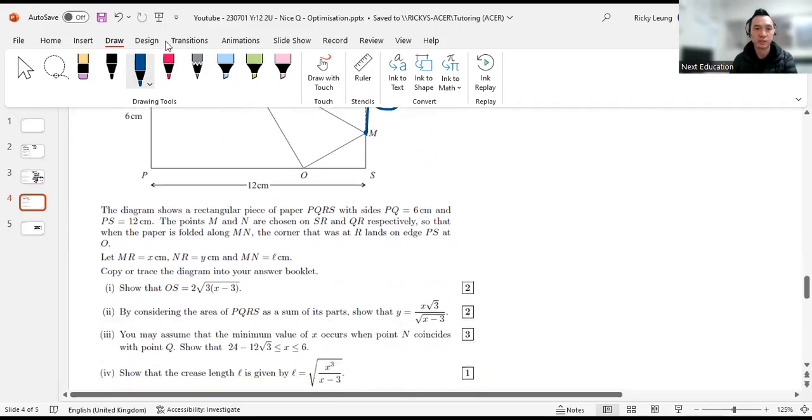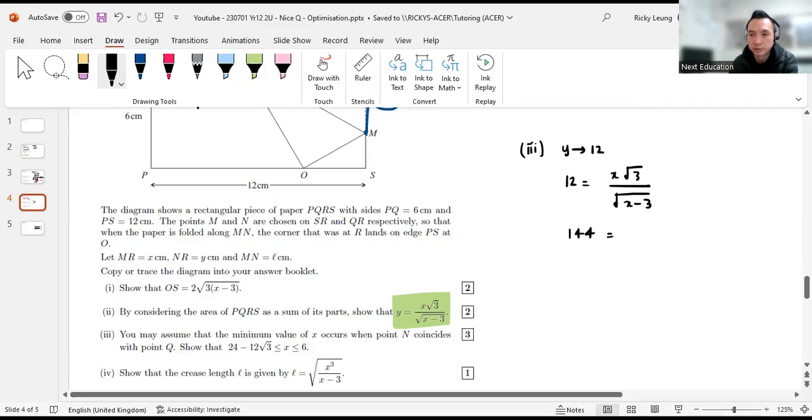So why don't we sub 12 into this expression here and see if we can find a value for x? For part 3, it seems like y is approaching 12. So I'm just going to sub it in and see where it takes us. I'm hoping that it forms some sort of quadratic that I can find the max or min of. Root x minus 3. So let's just try to solve for x. Maybe square both sides. 144 equals 3x squared over x minus 3. Looks like we're ready. Times it up.